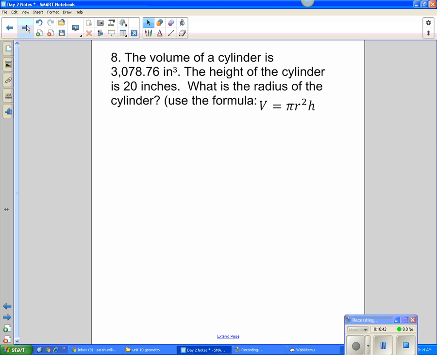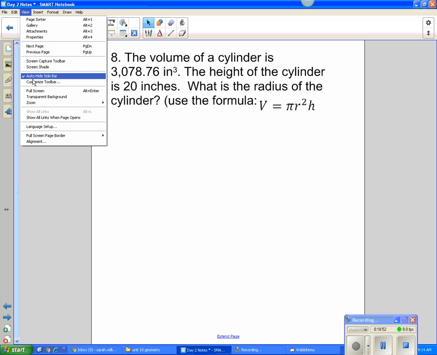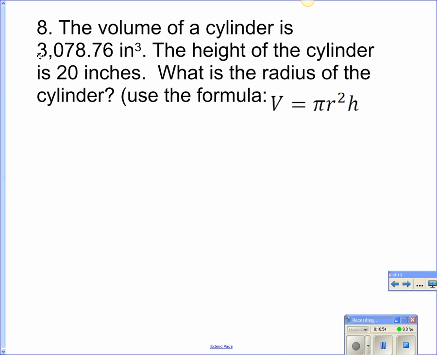All right, number 8. The volume of a cylinder is 3,078.76. The height is 20 inches. What's the radius of the cylinder? V equals pi r squared h. All right. LeVar, what do I do first? Good. V equals pi r squared h. Elijah, what do I do next?